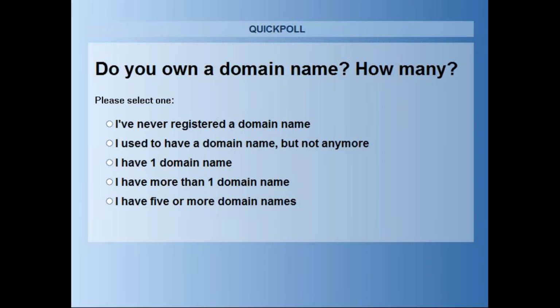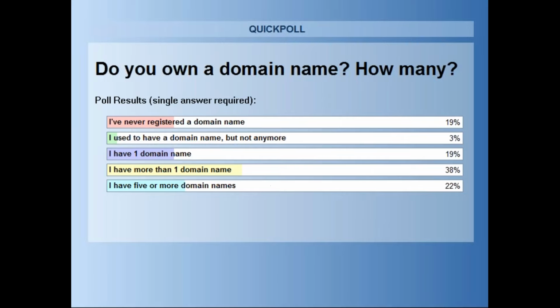These are some great results. Quite a varied range here, right? About 20% of people have never registered a domain name. Another 20% have one. 40% have more than one, and almost a quarter of you have 5 or more. That's awesome. That's really great information to have.